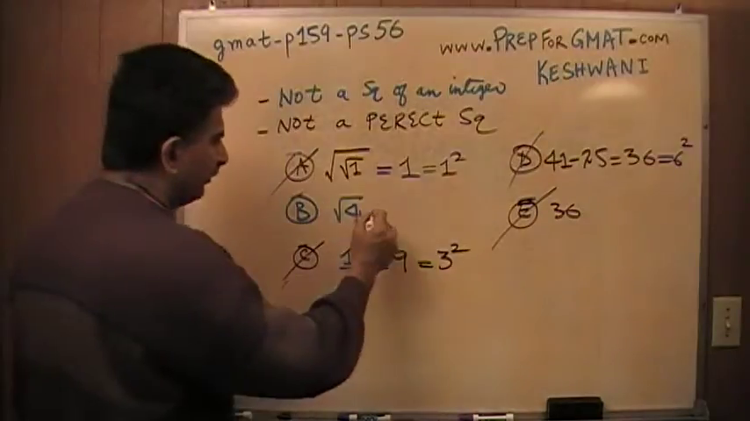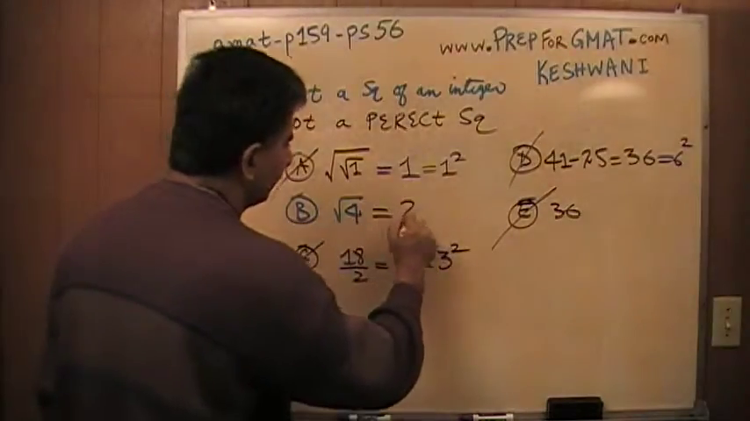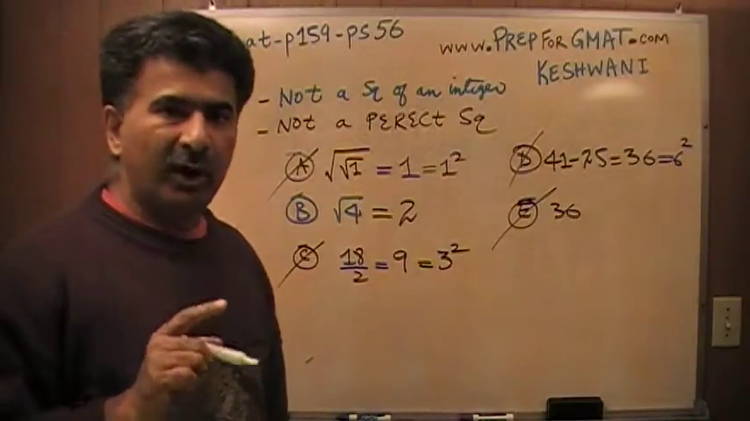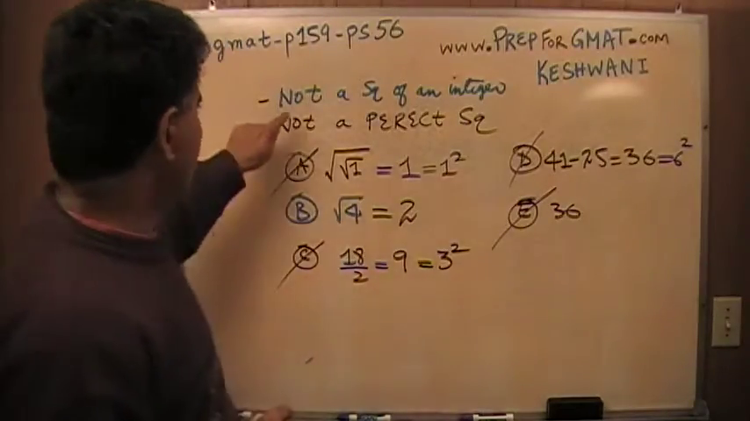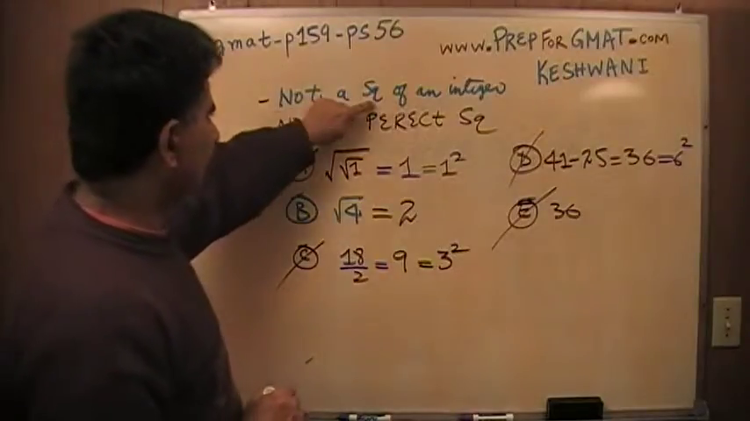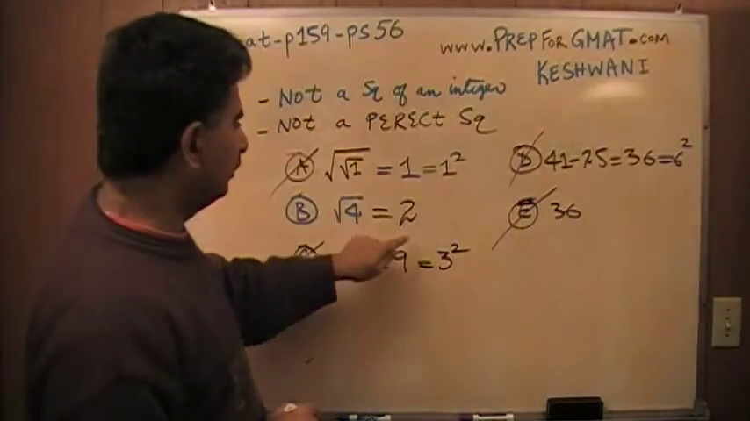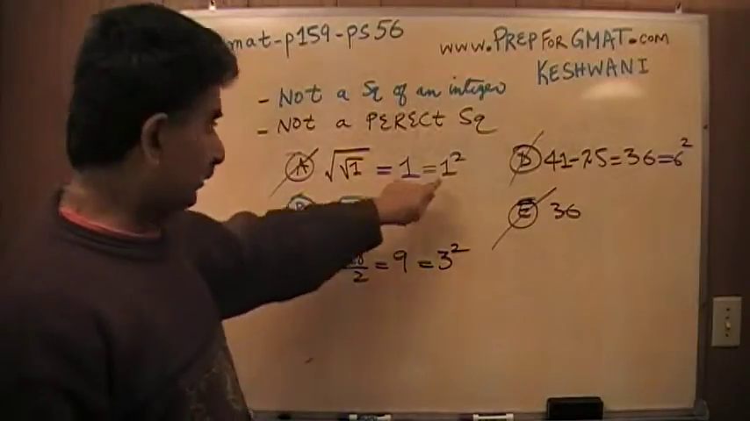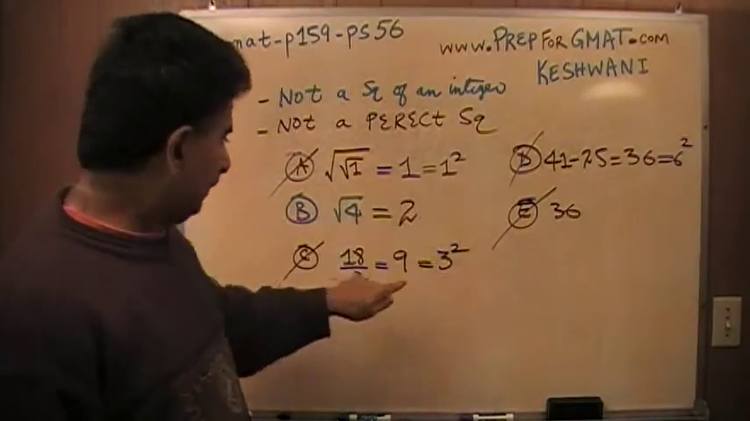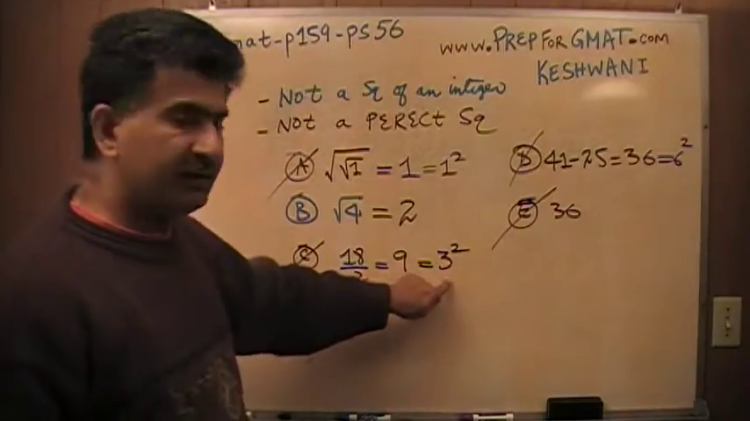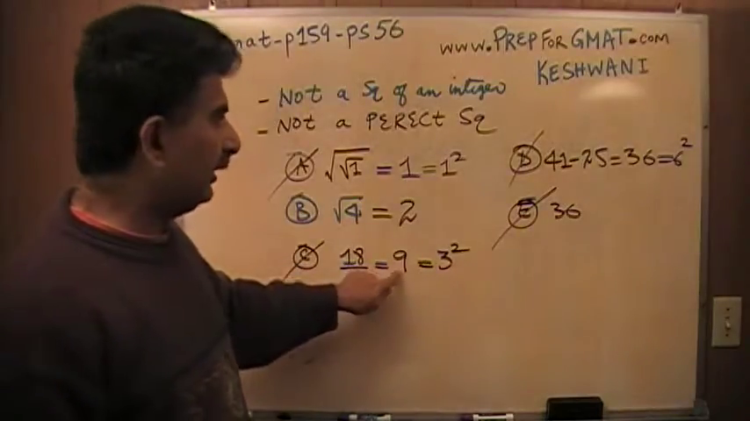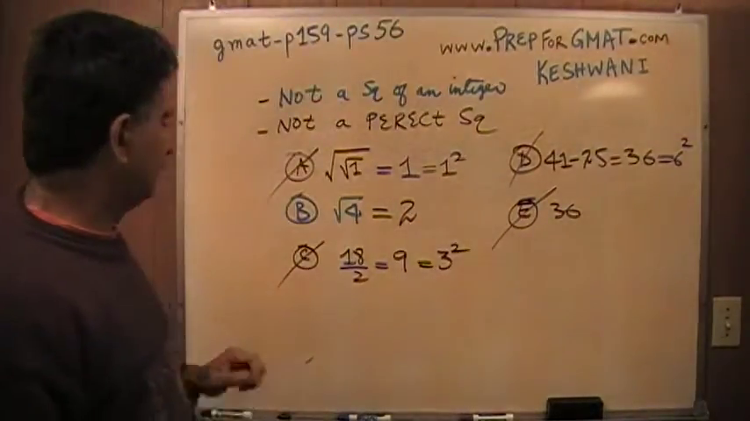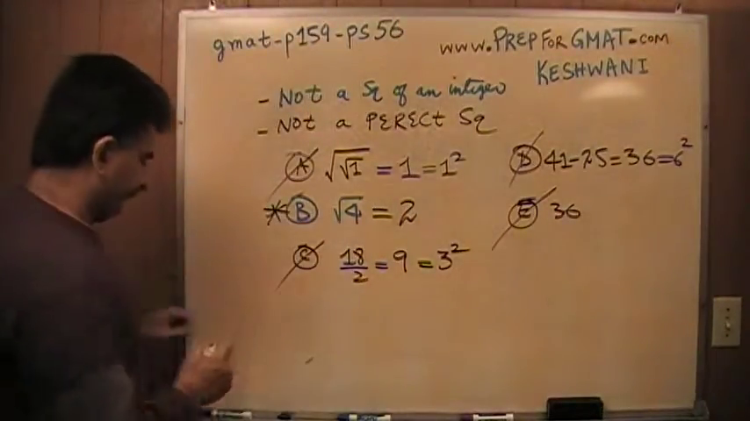The answer is B, because the square root of 4 equals 2, and 2 cannot be written as a square of another integer. The question was, which of the following is not a square of another integer? 2 is not a square of another integer. 1 is a square of another integer, 1 itself. 9 is a square of another integer, the integer being 3. 3 squared will give you 9. 36 is a square of another integer, which is 6, and so on and so forth. B is not. The answer is B. That's all.